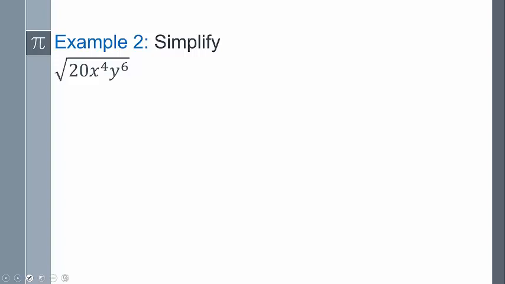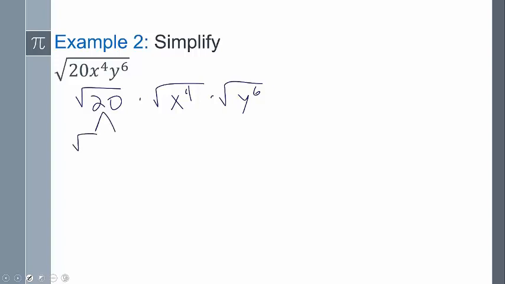Next one. 20, x to the 4th, y to the 6. Now we have to do the same idea. We want to break this up real quick. So I have the square root of 20, and I have the square root of x to the 4th, and I have the square root of y to the 6. Now we don't necessarily have to break it up like this, but I'm just doing it because it's easier to visualize. So first, what are the perfect roots inside the 20? Okay, well that's going to be the square root of 4 and the square root of 5. Square root of 4 is 2. Okay, so we got that piece done.